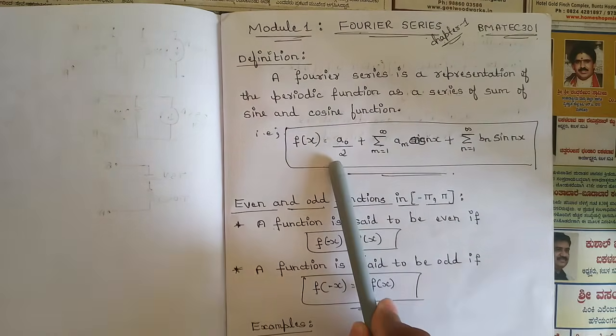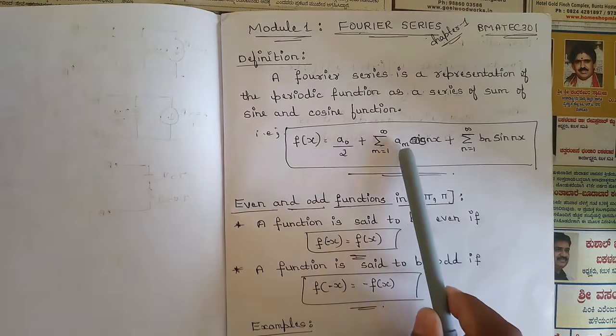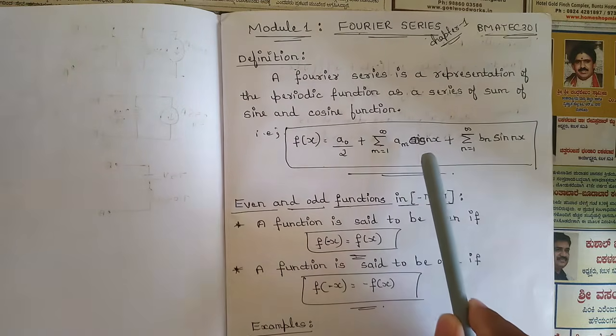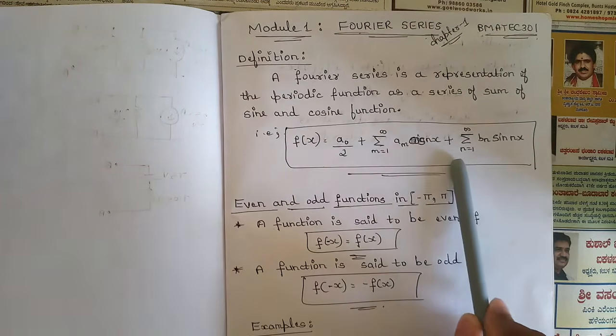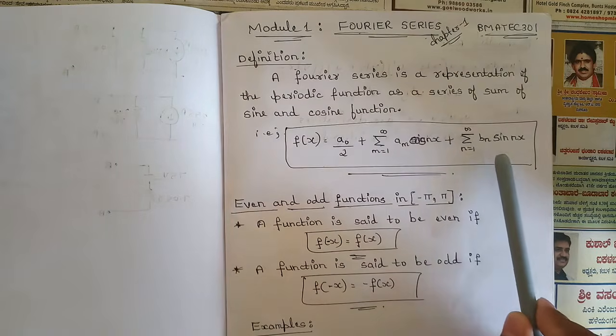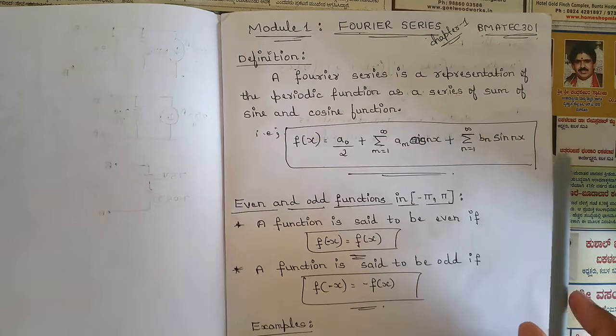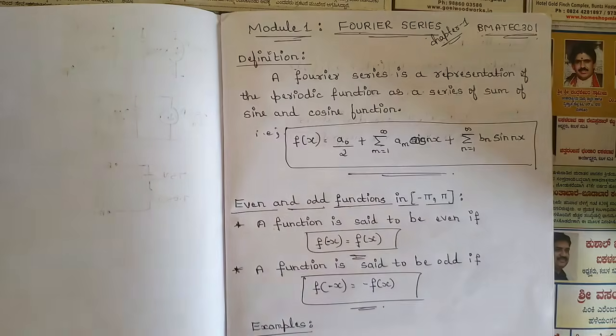That is a0 by 2 plus summation from n equal to 1 to infinity an cos nx plus summation n equal to 1 to infinity bn sin nx. So this is a Fourier series.